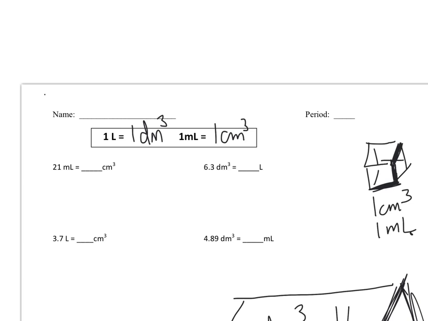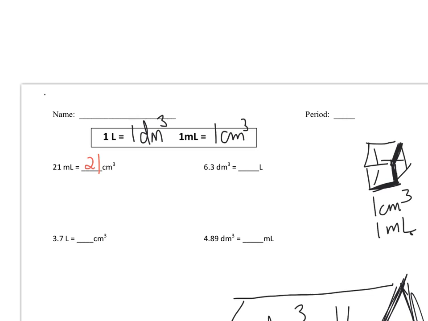These are relationships that you need to know or memorize. So you need to know that a milliliter is the same thing as centimeter cubed. A liter is the same thing as a decimeter cubed. So let's try some conversions with these. Let's say I have 21 milliliters. I want to know how many centimeters cubed that is. It should be the same thing, because a milliliter is centimeter cubed.